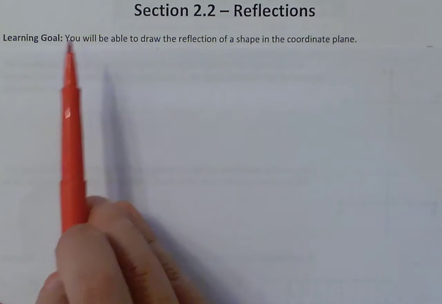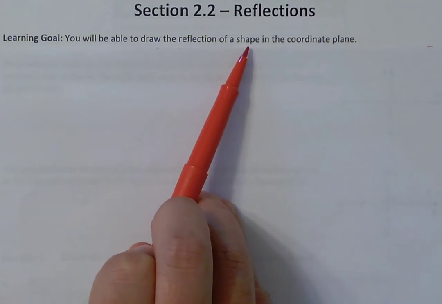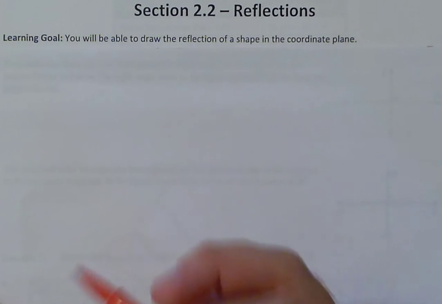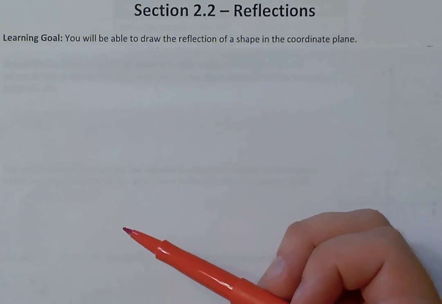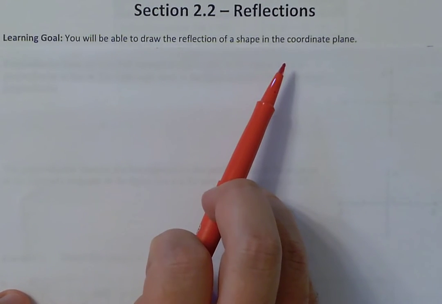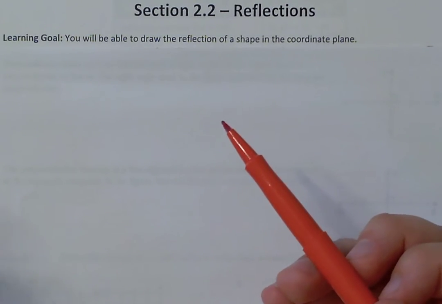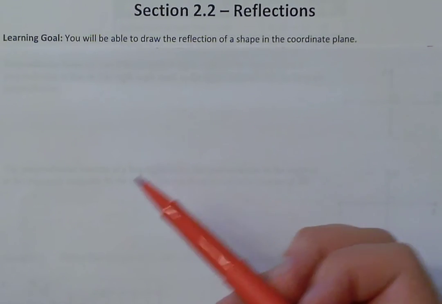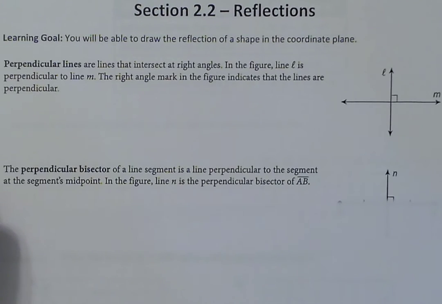All right, so for today we have one learning goal, which states you will be able to draw the reflection of a shape in the coordinate plane. So just like yesterday where we talked about how you draw a translation in the coordinate plane along a vector, we're going to talk about how you reflect something in the coordinate plane. So for each problem, they're going to give you a shape, most likely a triangle, and then they're going to ask you to reflect it either over a line, the x-axis, y-axis, or whatever it may be. So let's get into some stuff today and practice some reflecting.